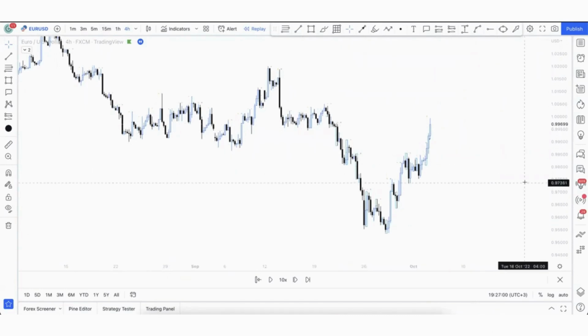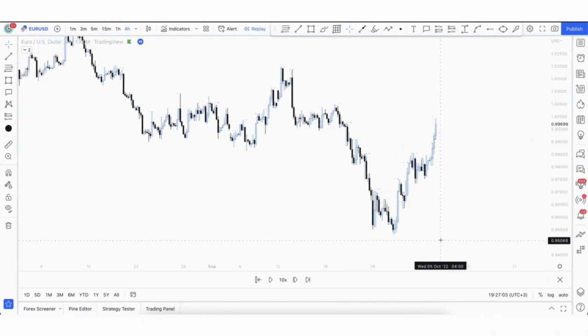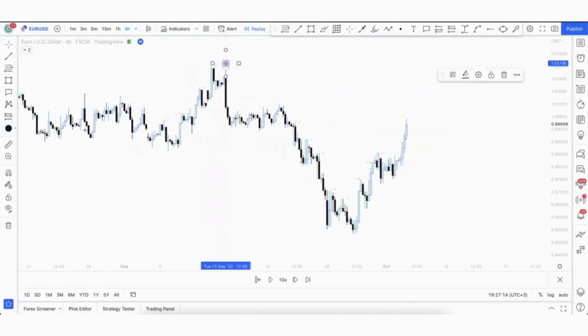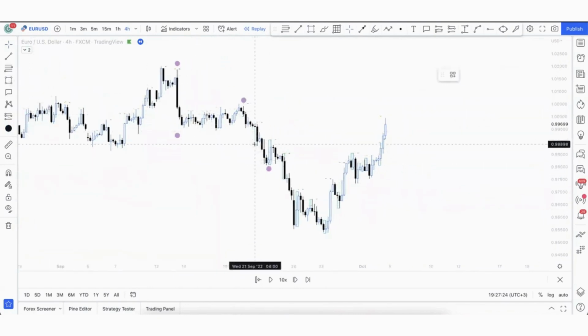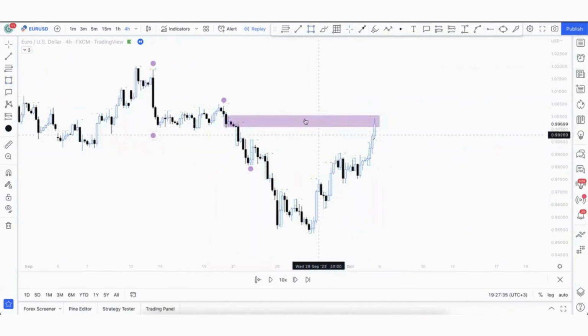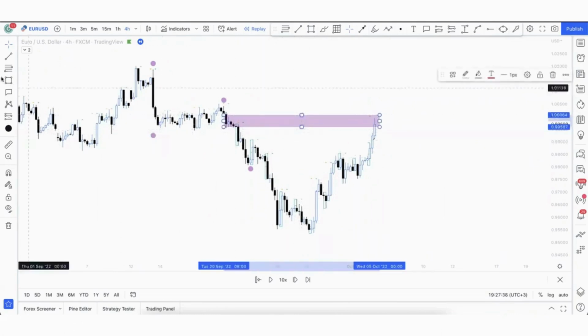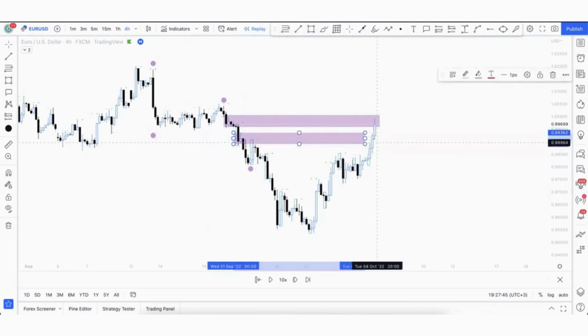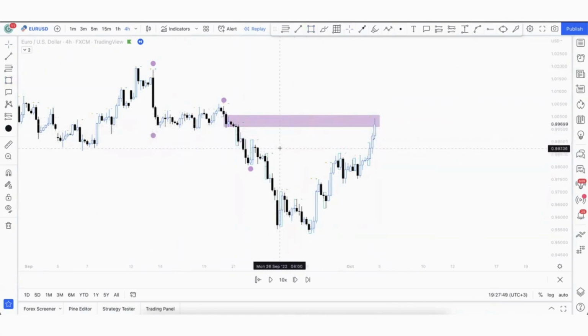We need to see how the price is going from this area. As you can see here, this is the current high, lower high, lower low, and so on. This area here is for me the current supply zone that we need to see the price reach, because this one is already mitigated, or it has failed here. So this is the current supply zone that we need to check.